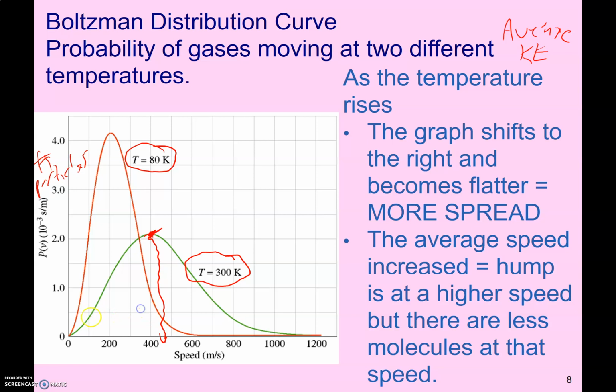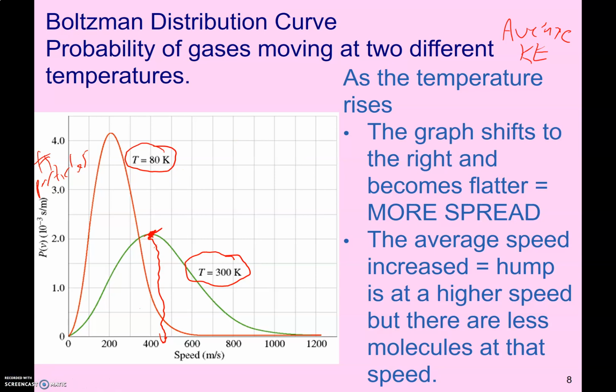But there are less particles at that speed. There's more of a spread of speeds. Not all the particles are moving at a speed of, let's say, like 410 meters per second. While that's the top speed, when the temperature gets higher, the graph shifts to the right, so it becomes flatter, but the peak moves over.